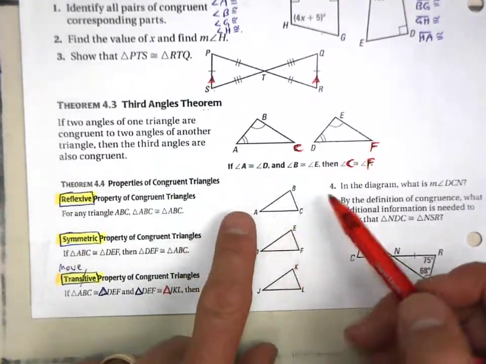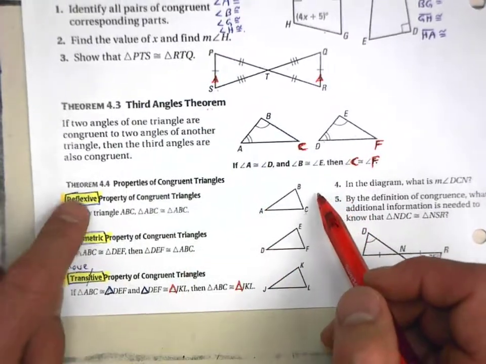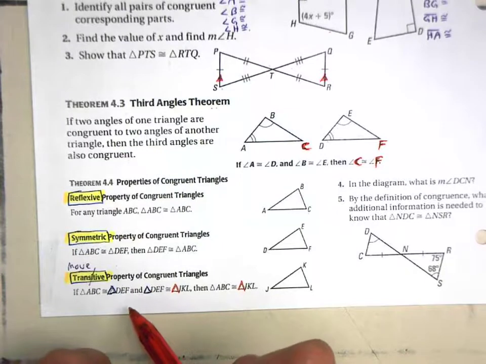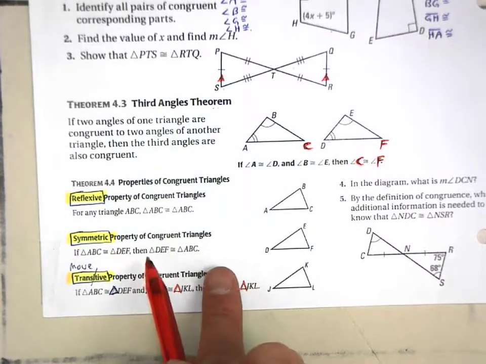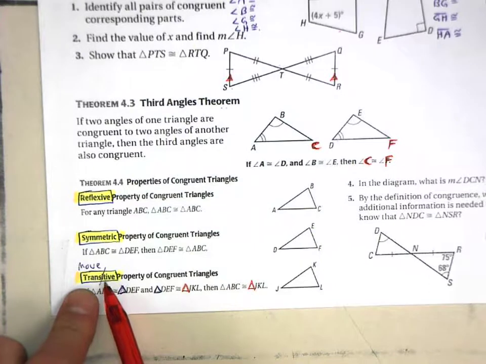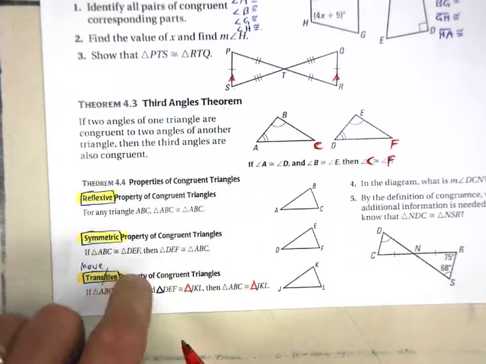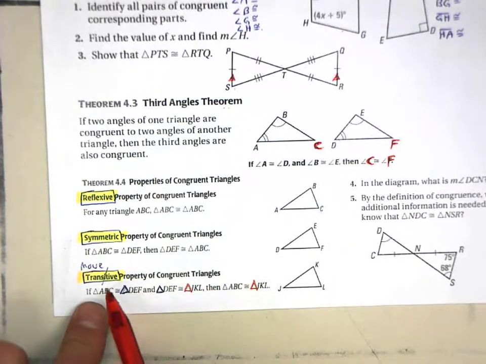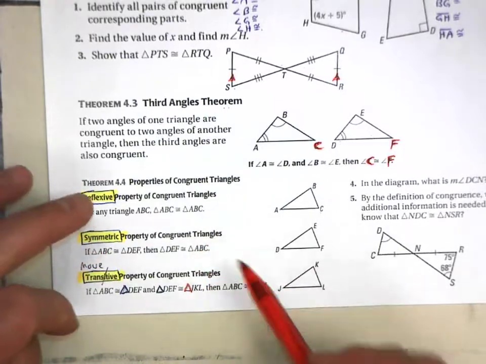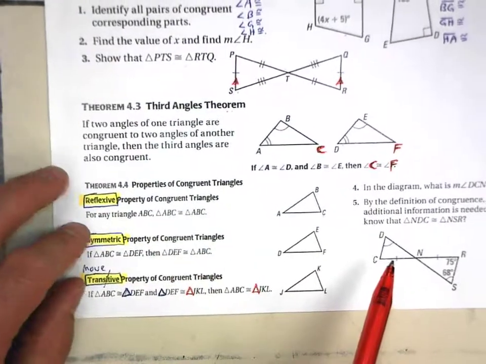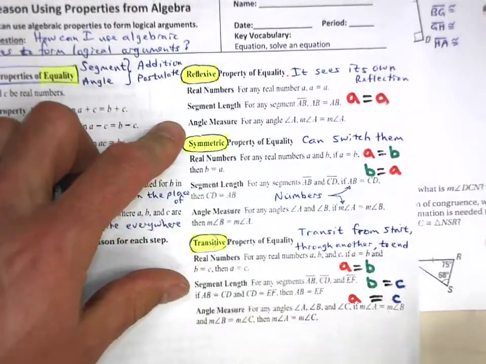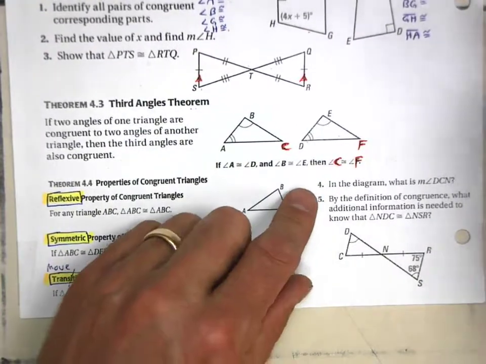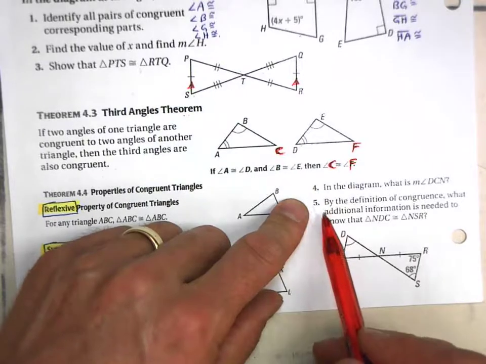If triangle 1 is congruent to triangle 1, that's reflexive. Symmetric would be, if triangle 1 is congruent to triangle 2, then we can say that triangle 2 is congruent to triangle 1. And then transitive would be the same idea: if triangle A is congruent to triangle B and triangle B is congruent to triangle C, then triangle A is congruent to triangle C. I'm using different designations here that are a little bit easier to understand. But it's the same concept with triangles that we did with letters, with numbers, or with angles. We did all those before. Okay, so now it's your turn to do number 4 and also number 5.